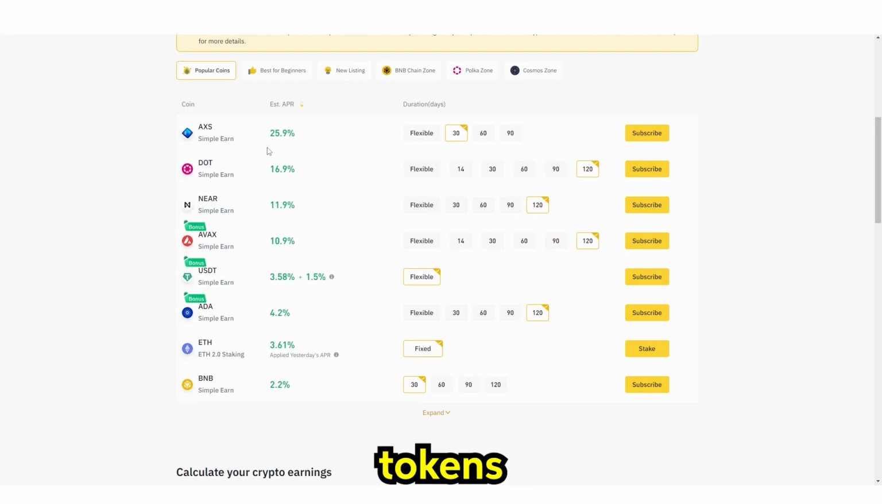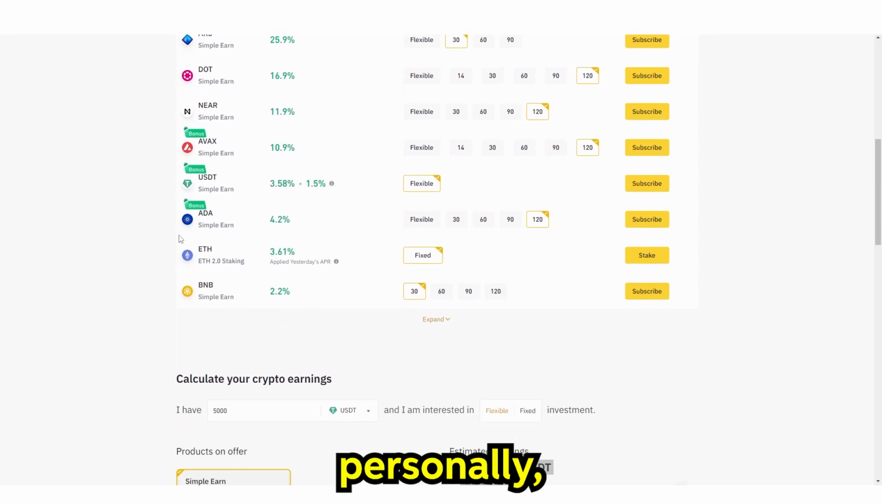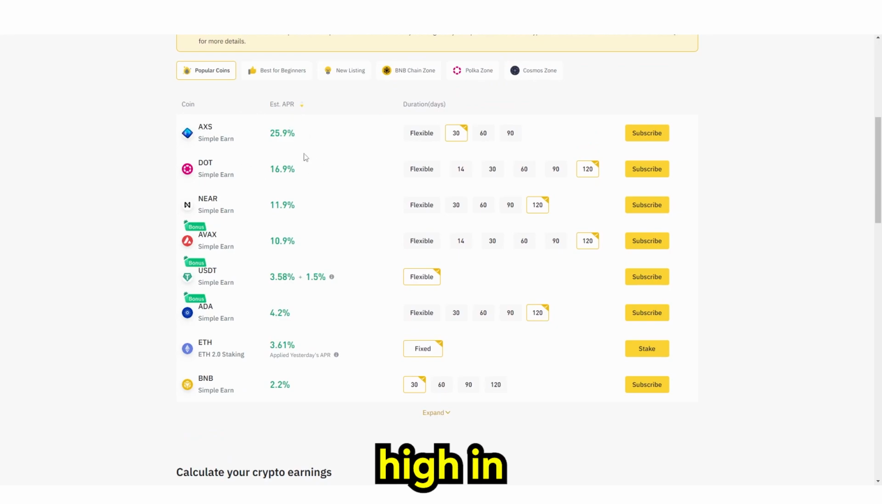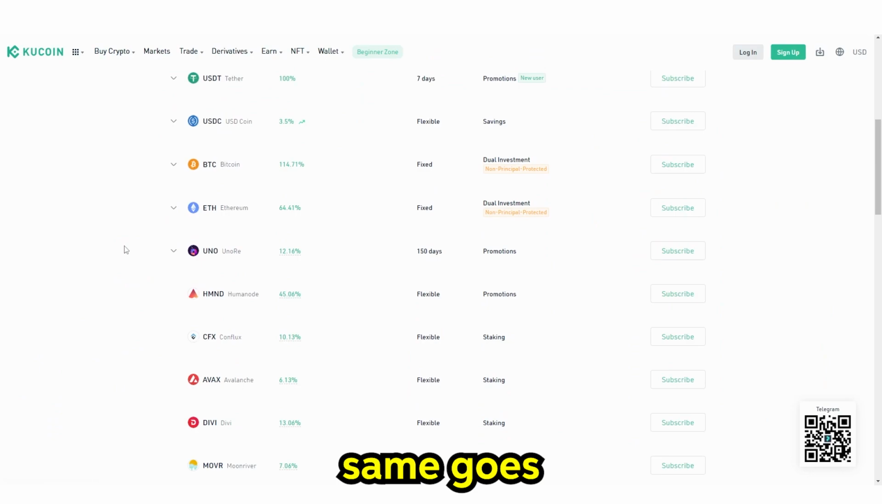So I would only pick tokens that are very, very long term. For me personally, that would just be like Cardano, USDT, Ethereum, Binance Coin. That's why these ones are very high in their APRs, because of course there's a higher risk associated with that. And the same goes for this.